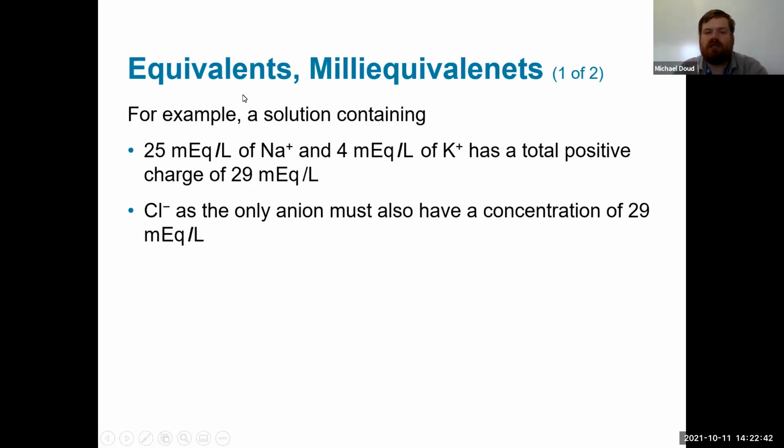So if you had a solution that contained 25 milliequivalents per liter of sodium ion and 4 milliequivalents per liter of potassium, that means you have a total positive charge of 29 milliequivalents per liter. If you then have chloride as your only anion, in other words, you have a mixture of sodium chloride and potassium chloride, then you know that to balance out that 29 milliequivalents positive charge, you have to have 29 milliequivalents per liter negative charge as well.